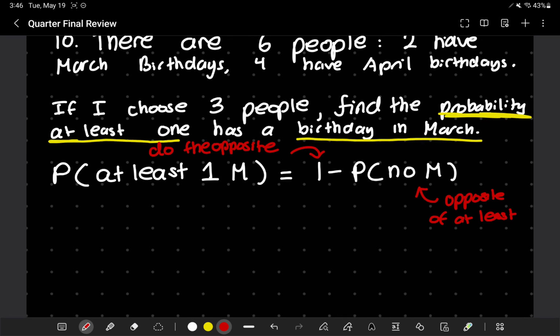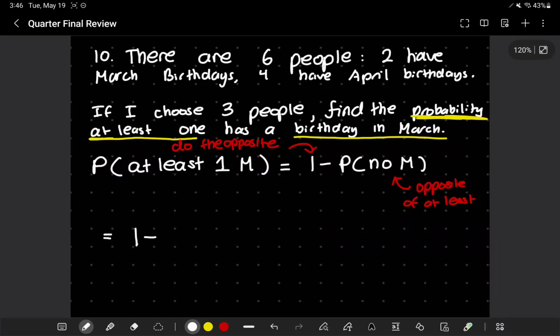Okay, so if I have this formula, what's the point? Well, now I can say 1 minus the probability of no Marches. Well, instead of getting March, what would I get? I would get April. So I'm going to write 4 because that's how many people have birthdays in April out of how many in total? There's 6 people. So I'm going to write 4 out of 6. So again, 6 people came because that's the total. 4 came because that's April and not March. That's why we wrote no March.